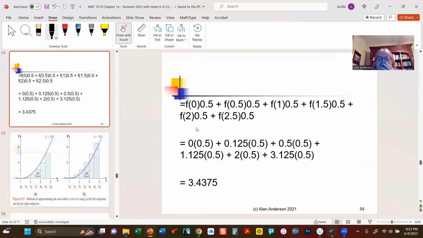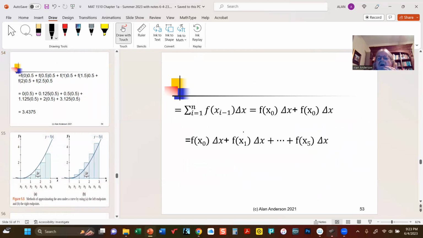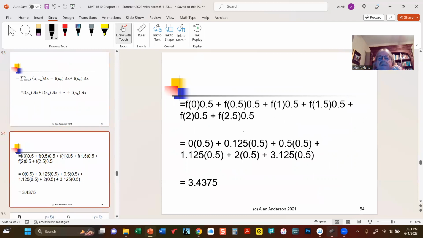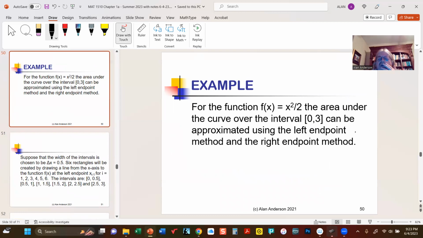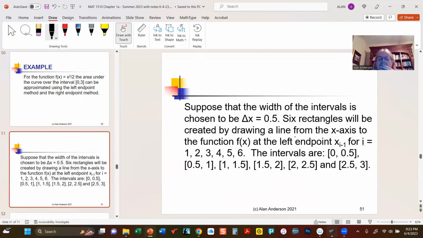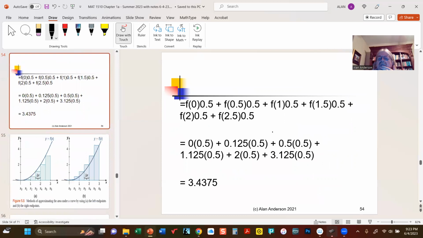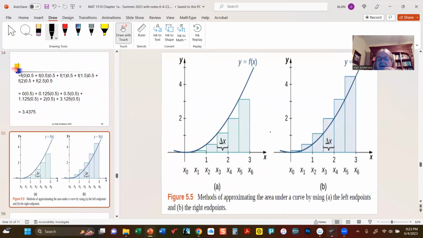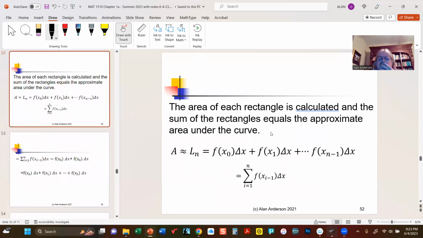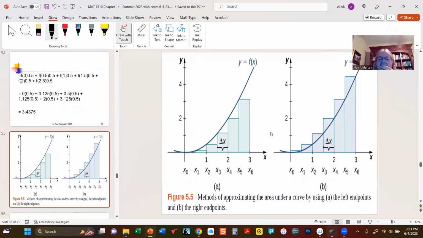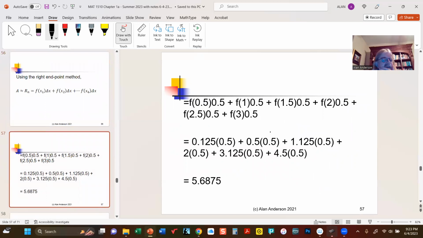So here is a bunch of calculations. I think we'll skip over this for now. Maybe we can revisit this tomorrow, but this is a very specific example where you've got x squared over 2 over the interval of 0 to 3, and delta x is 0.5. You can go through and confirm with your calculator that the sum does, in fact, add up to 3.4375 from the left and 5.6875 from the right.